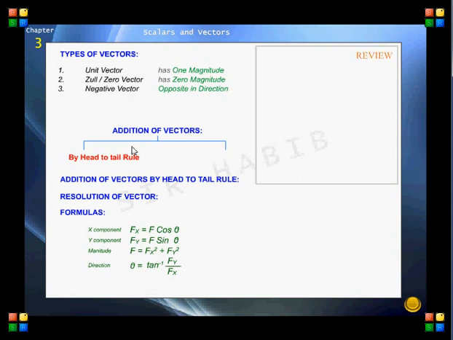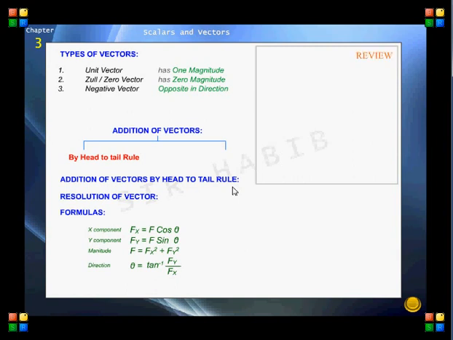Addition of vectors has two methods, but we discussed the first one, addition of vectors by head to tail rule. In this method we put the first vector, and on the head of the first vector we put the second vector, and on the head of the second vector we put the third vector, and in the end we draw a straight line from the first vector to the last vector. The direction of the resultant vector is toward the last vector, and that's called the R vector, the resultant vector.